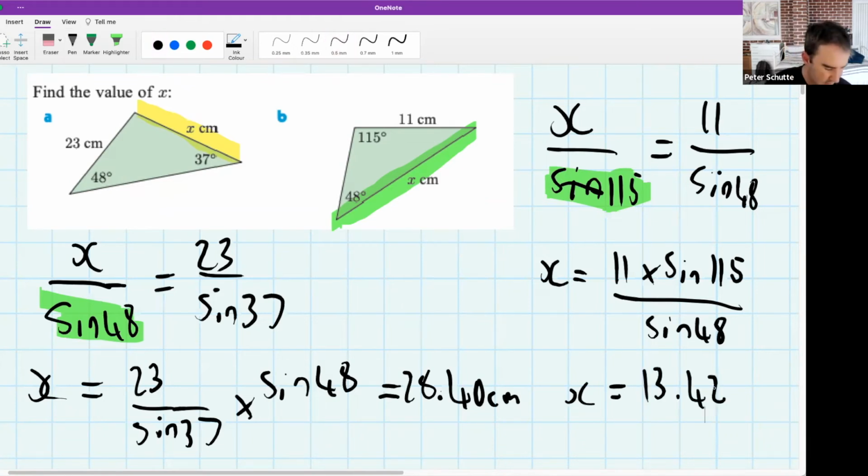Okay, let me just check that, but it sounds good. 11 times sine of 115 divided by the sine of 48. I get 13.42. Yeah.